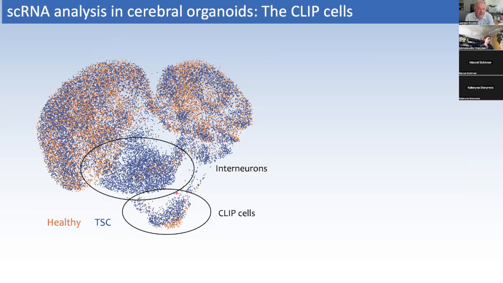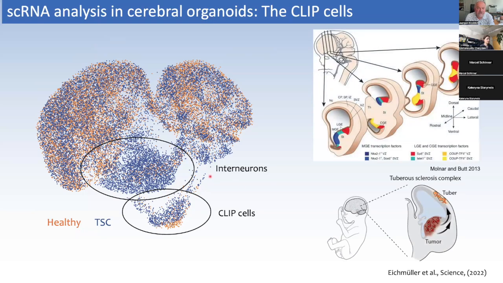And there's also a certain type of progenitor cell. By carefully comparing the markers expressed in those various cells, we could show that these progenitor cells come from a region called the caudal ganglionic eminence, and they divide very late in gestation. And so we call them caudal late interneuron progenitors, or CLIP cells.